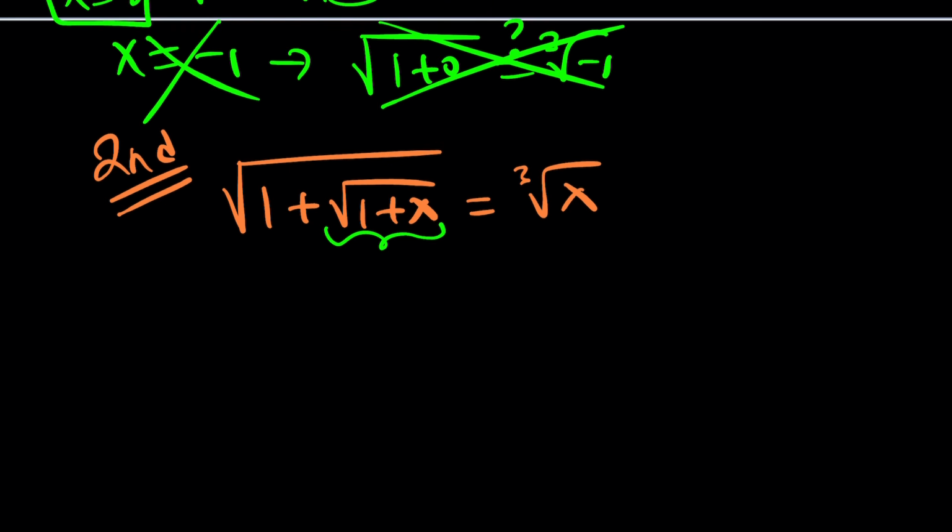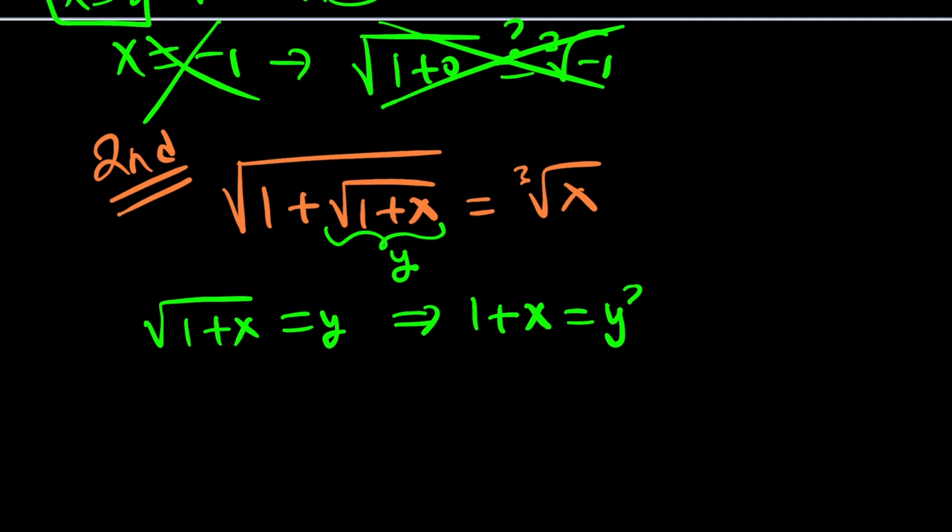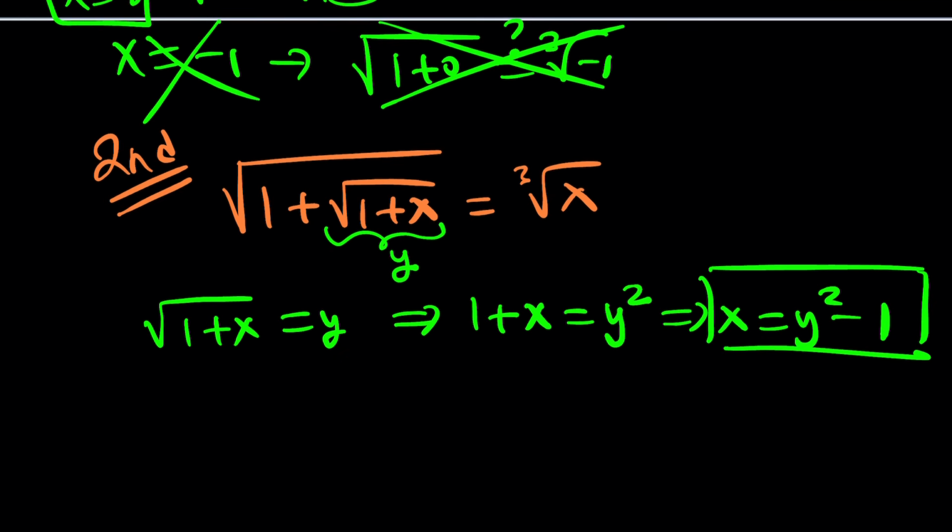Let's go ahead and call this y, and don't ask why, okay? This means the square root of 1 plus x is equal to y, which means 1 plus x equals y squared, which means x can be written as y squared minus 1. Now this is important. Let's go ahead and frame it. And then what do we have now? We have x in terms of y, so we can use it here.